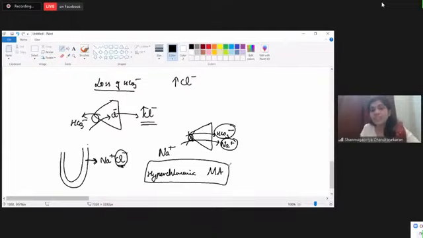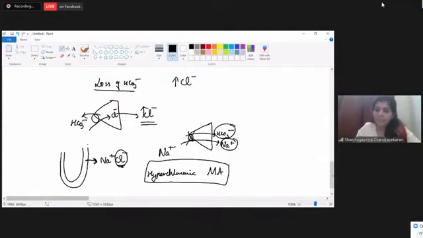Have you all seen this term in your textbooks? Tell me yes or no. You must have seen this term in your textbooks, right? Hyperchloremic metabolic acidosis. What does that mean? It means metabolic acidosis caused by loss of bicarbonate either through GIT or through kidney.